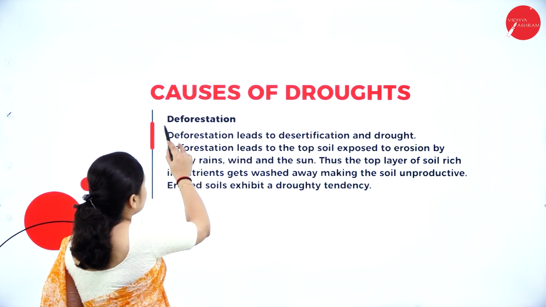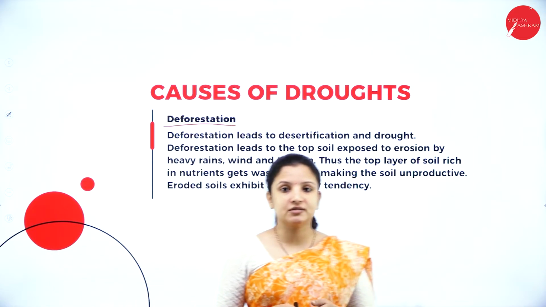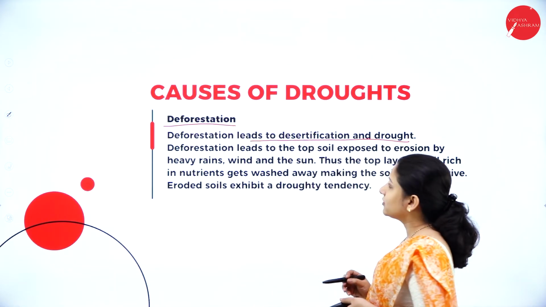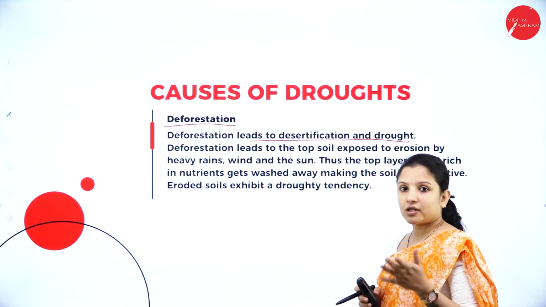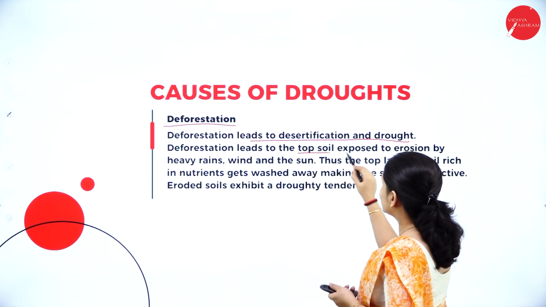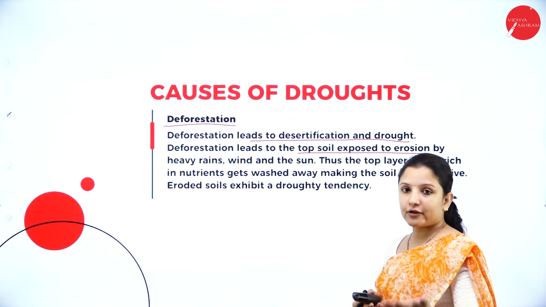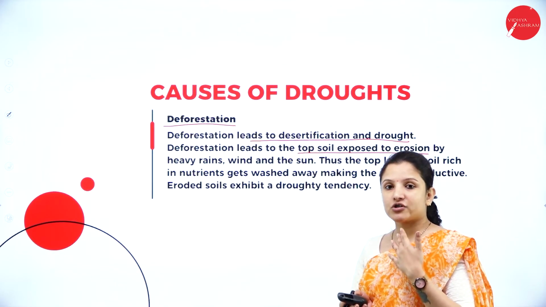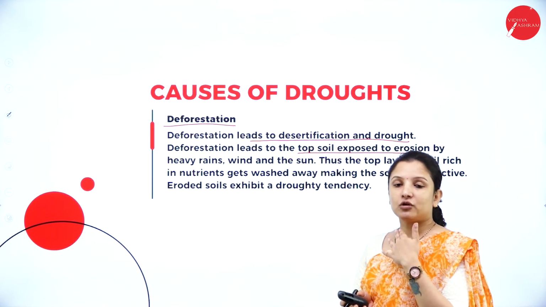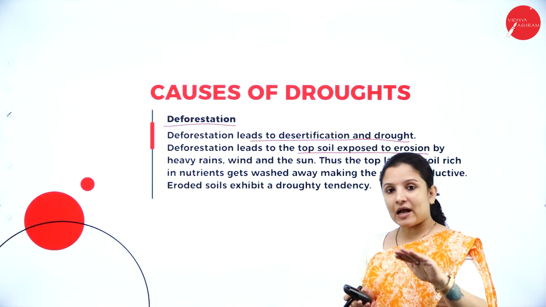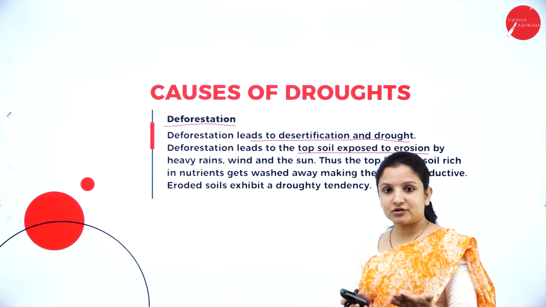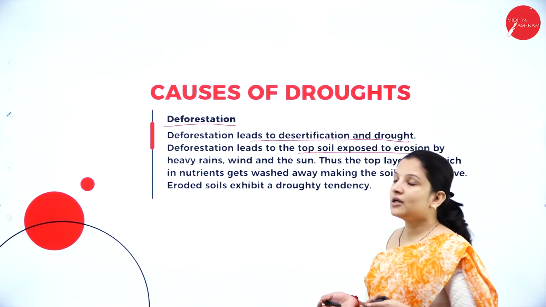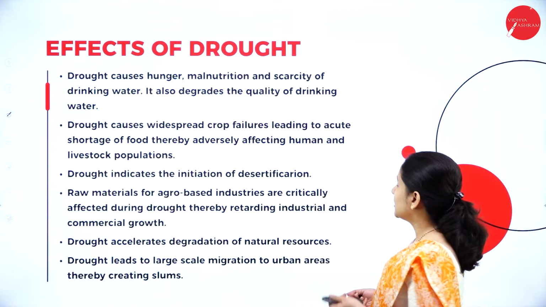Next is deforestation, that is cutting of trees. Cutting of trees can also lead to desertification and drought, and deforestation can also lead to the exposure of the topsoil to erosion. And when erosion occurs, what happens? The topsoil gets washed away, therefore the nutrients get washed away, and again that land will become not suitable for plants to grow, therefore worsening the drought situation. So that is how deforestation can also cause droughts.